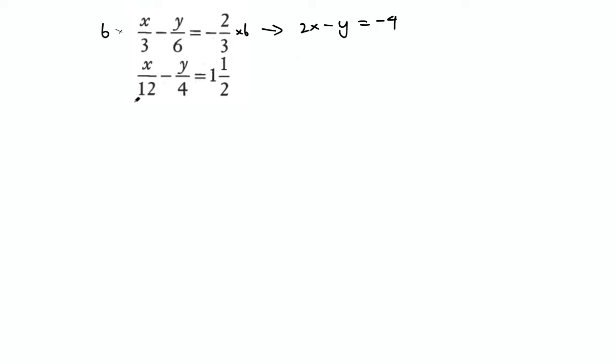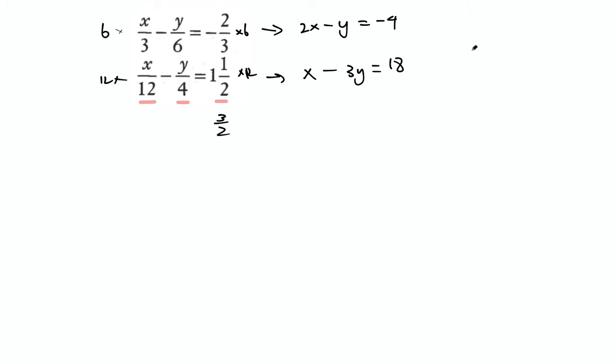Over here, the lowest common multiple of all the denominators is 12. So multiply everything by 12. But let's change this to an improper fraction first. This is 3 over 2. So then multiplying everything through, we get x minus 3y is equal to, multiplying by 12, the 2 will cancel with this one to get 6. So we just get 6 times 3. So we get 18 here.